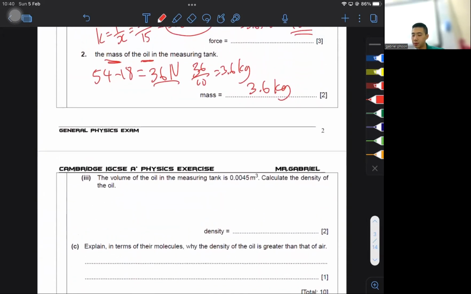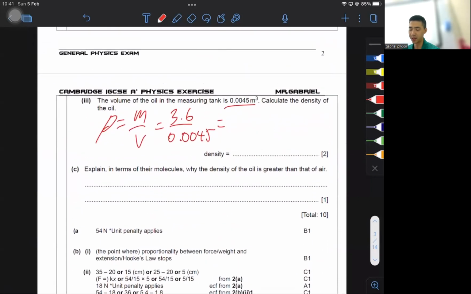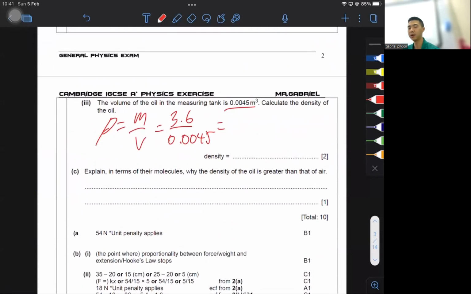There's still more. Okay, then after that, the volume of the oil in the measuring tank is this amount. Calculate the density. What's the formula for density, Evan? Good, excellent. Density is equals to mass over volume. In this case here, it will be 3.6 divided by whatever volume that they give you, right? 0.0045. And if you press that into the calculator, you'll get a very nice number. Exactly 800. Is it 800? Oh, nice. What's the units?